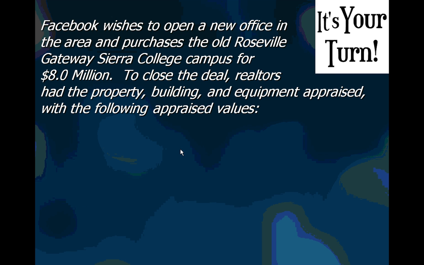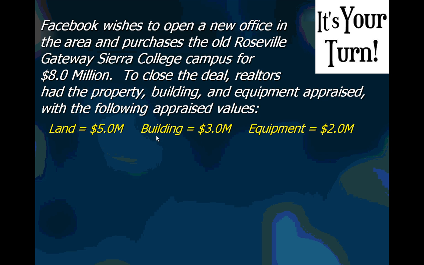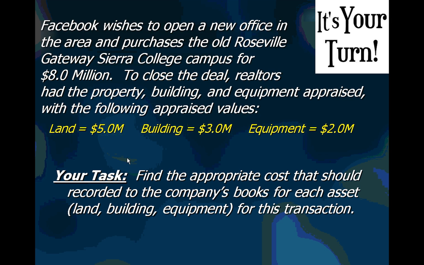Okay, now it's your turn. Here's a problem. Facebook's going to open a new office here in the area, and they're going to buy the old Roseville Gateway campus for $8 million. Realtors had the property and everything appraised, and this is what the appraisals came out to, and it's your job to figure out the appropriate cost that should be recorded in the company's books for each asset class. I'm going to give you a few minutes to work on that. I want you to pause this video and try to work that out and then look at the solution. So pause the video, come back when you're done working.